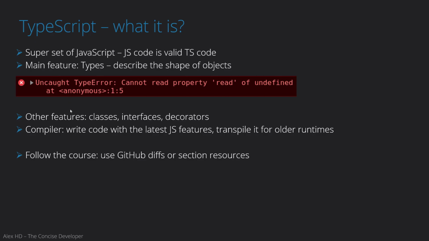Other features of TypeScript are classes, or enhanced support for classes, because JavaScript also has classes. We also have interfaces, decorators, and many more. We also have a compiler. This means that we can write code with the very latest JavaScript features like modules, like decorators, and so on, and we can transpile it for older runtimes if we want to support older browsers, for example. And following the course, we will get into all these TypeScript features.